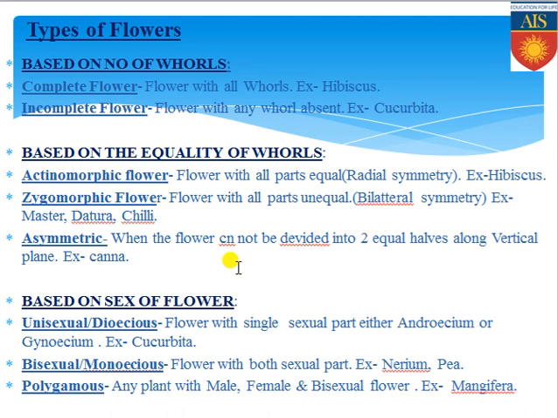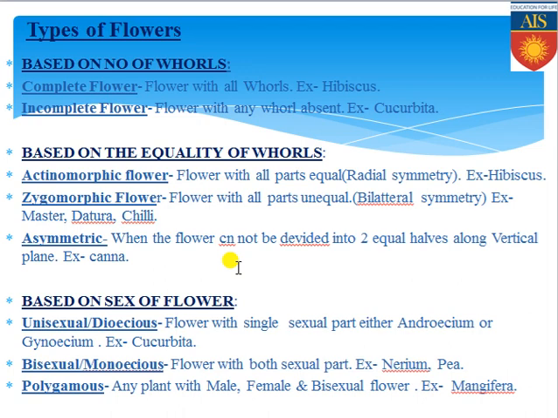Coming to the types of flowers based on sex, the flowers are commonly of 2 types mainly, unisexual flower and bisexual flower. If a flower contains only one reproductive part, either the male reproductive part or androecium, or the female reproductive part or gynoecium, then the flower is known as unisexual or dioecious flower. If in a flower both reproductive parts, androecium and gynoecium, are present, then those flowers are commonly known as bisexual flower.